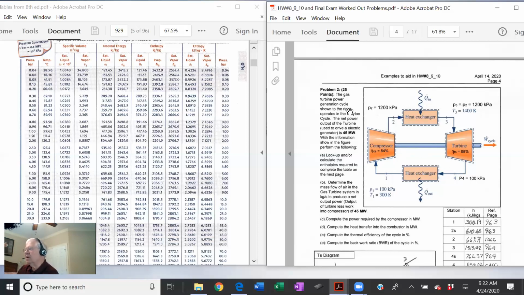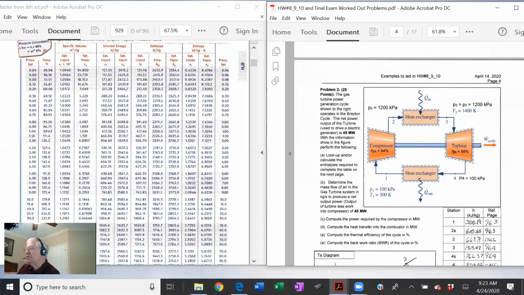All right, let's read the problem. The gas turbine power generation cycle shown to the right operates in the Brayton cycle, named for Mr. Brayton, right? The net power output of the turbine, use the net now. Some of it goes here, and what's left, the net, is free to drive the generator. The net power output of the turbine used to drive an electric generator is 45 megawatts.